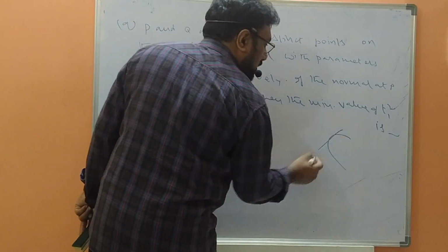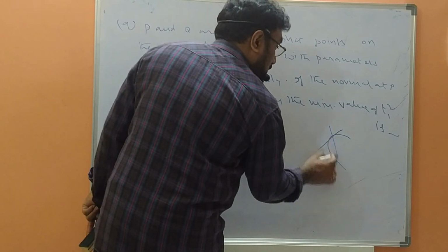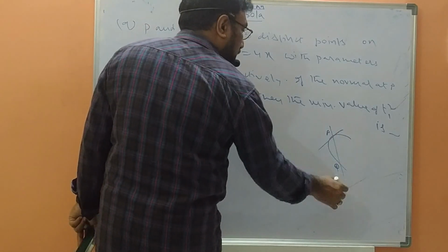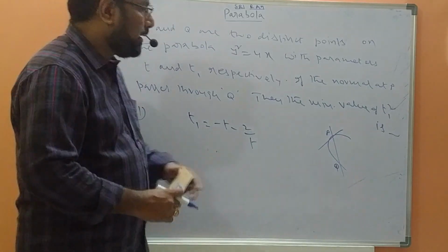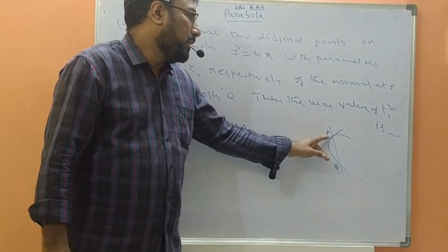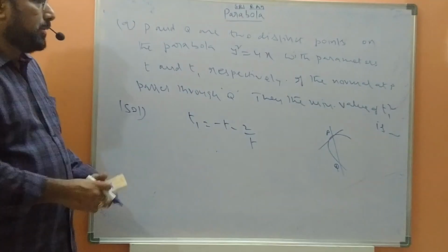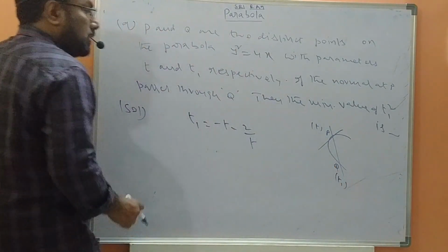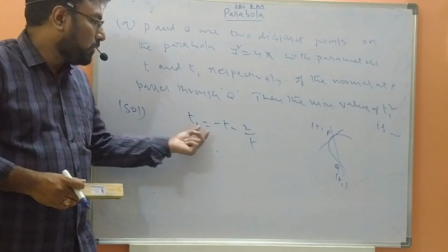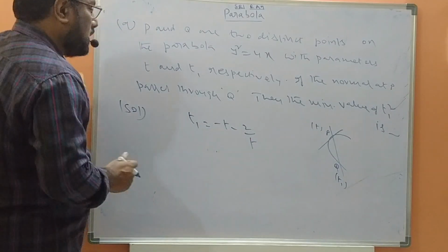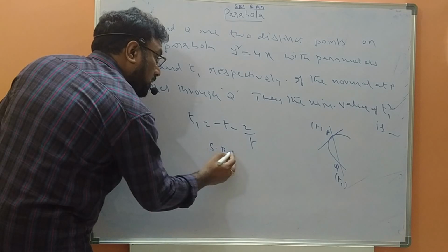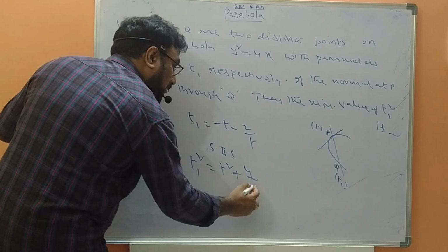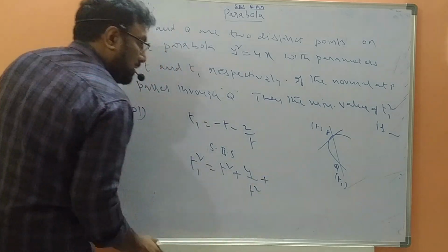Okay, whenever PQ bar is normal to the parabola at P, but this normal at P meets the curve again at Q, it is P of T, Q of T1. So how to get then? What is the condition? T1 is equal to minus T minus 2 by T. Now squaring on both sides, T1 square is equal to T square plus 4 by T square plus 4.